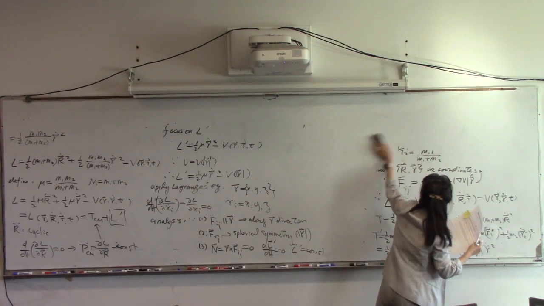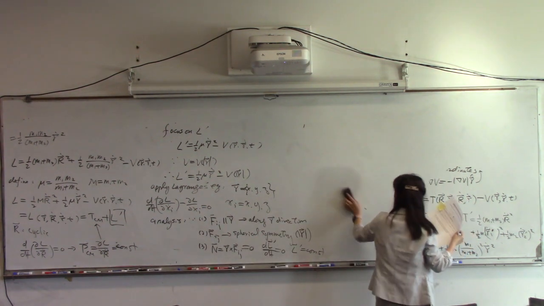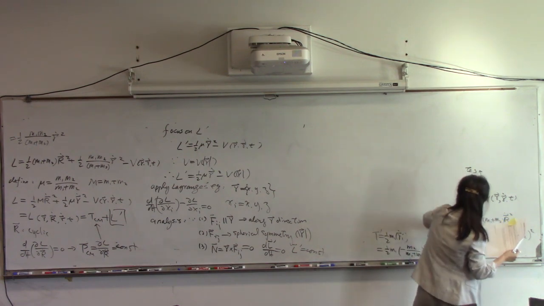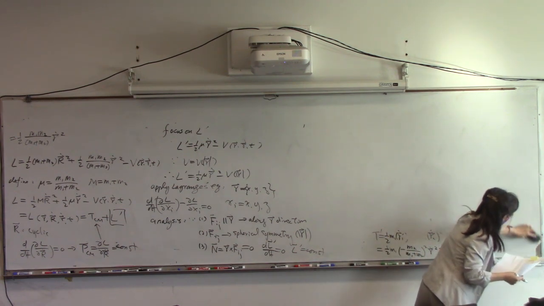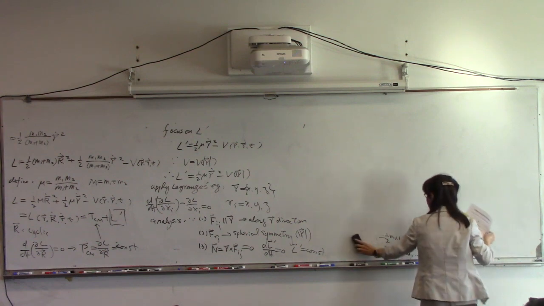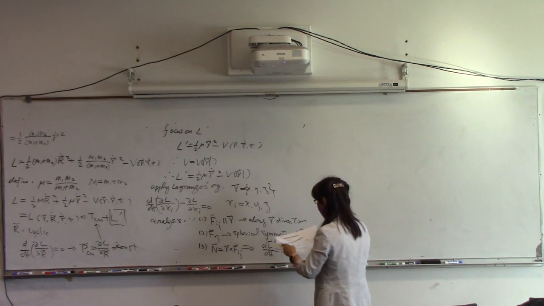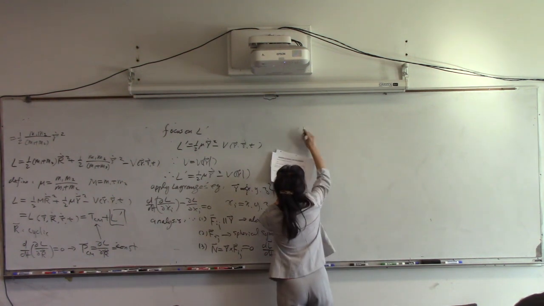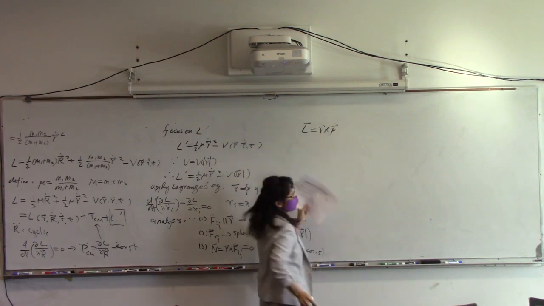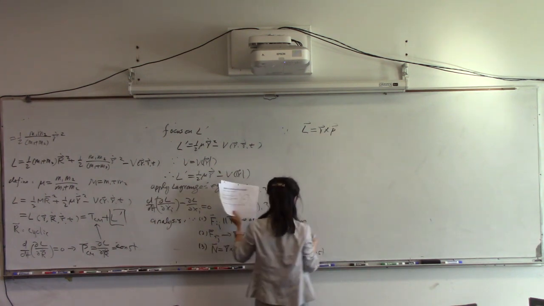Constant, because the angular momentum is a vector, so we have a direction, and the magnitudes, they are all constant, right? That means constant. So that means, let's consider L.